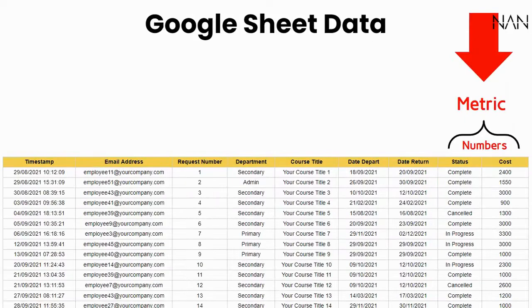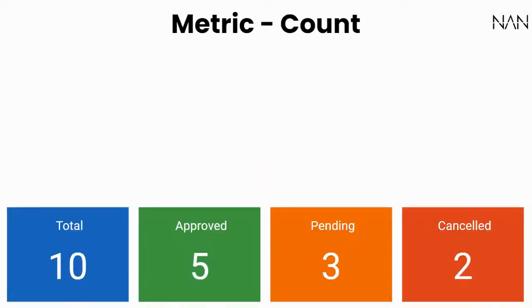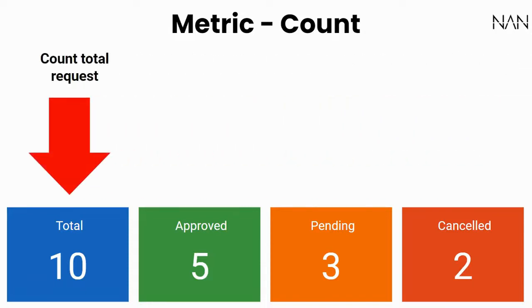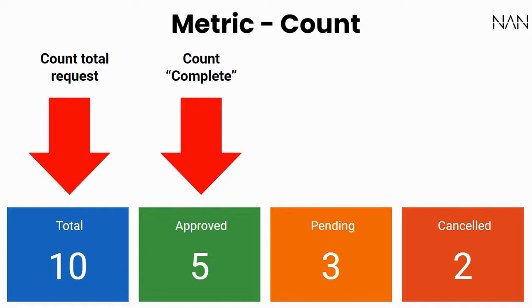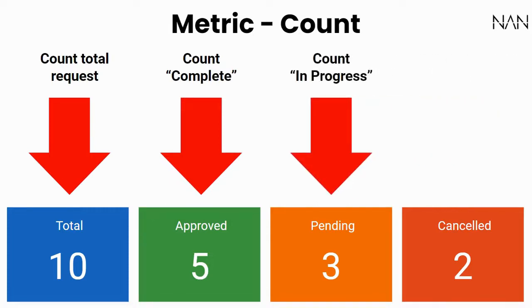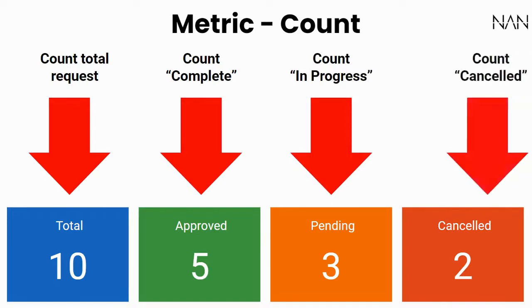Now, metrics measure your dimensions and you can apply aggregation functions such as count, sum, or average. In my example later, we'll be using metrics to create scorecards like this to be able to create a dashboard that counts the total number of requests, the total number of requests that have been approved, the number of requests that are in progress or pending, and the number of requests that have been cancelled.